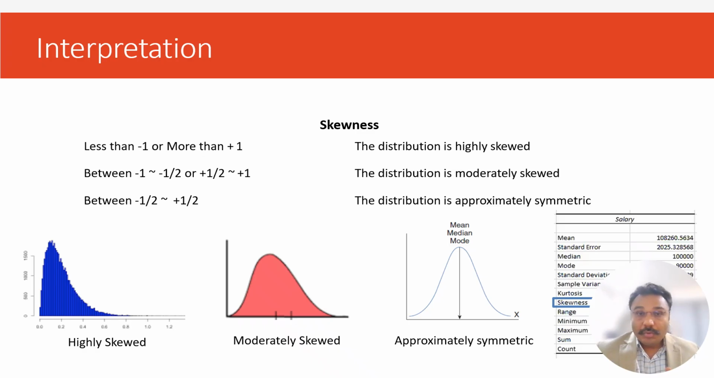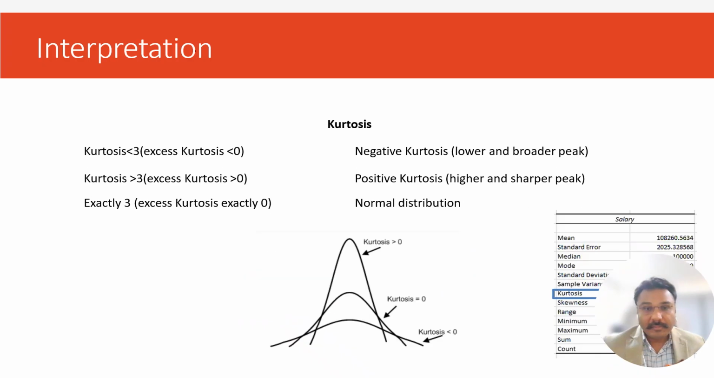A moderately skewed distribution shows some imbalance, but the data is still relatively concentrated around the center. An approximately symmetrical distribution is one in which the left and right sides of the distribution mirror each other. Understanding these patterns helps to interpret the descriptive statistics more accurately.